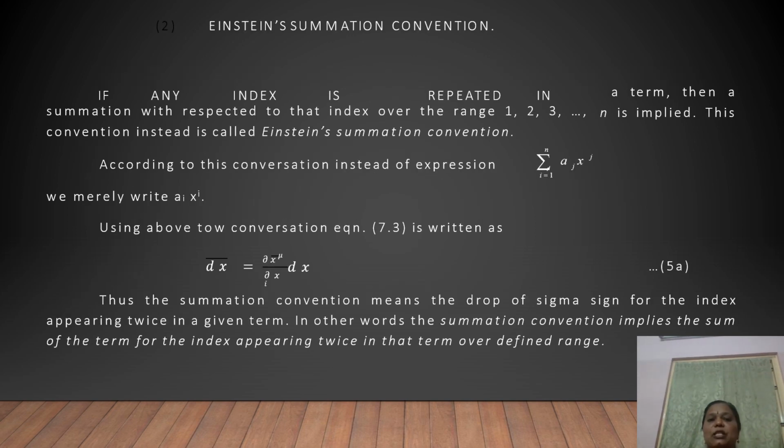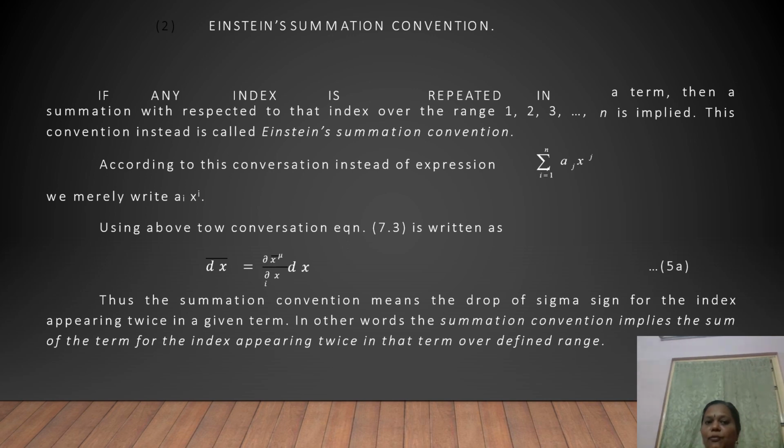So, specifically, Einstein summation convention is used. What do you mean by Einstein summation convention? If any index is repeated in a term, then summation with respect to that index over the range starting from 1 to n is applicable. This convention is called Einstein summation convention.